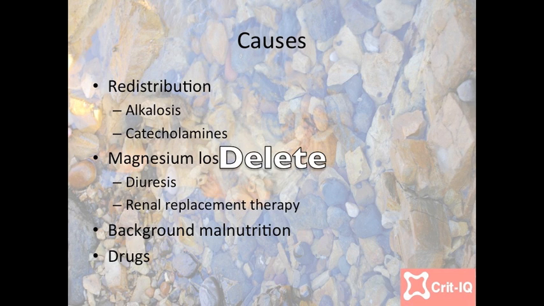A number of drugs, including aminoglycosides, timentin, amphotericin and loop diuretics, are associated with renal magnesium loss. Magnesium replacement is commonly required in the general ICU population.